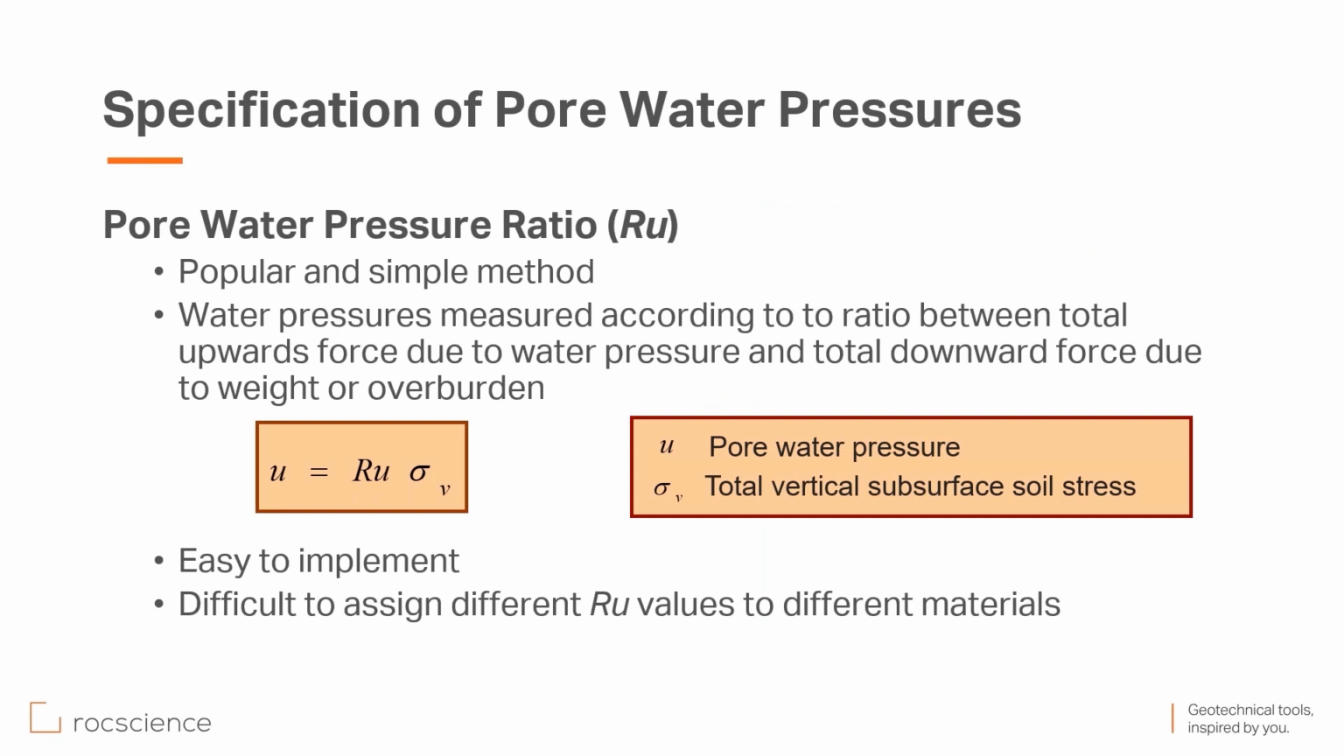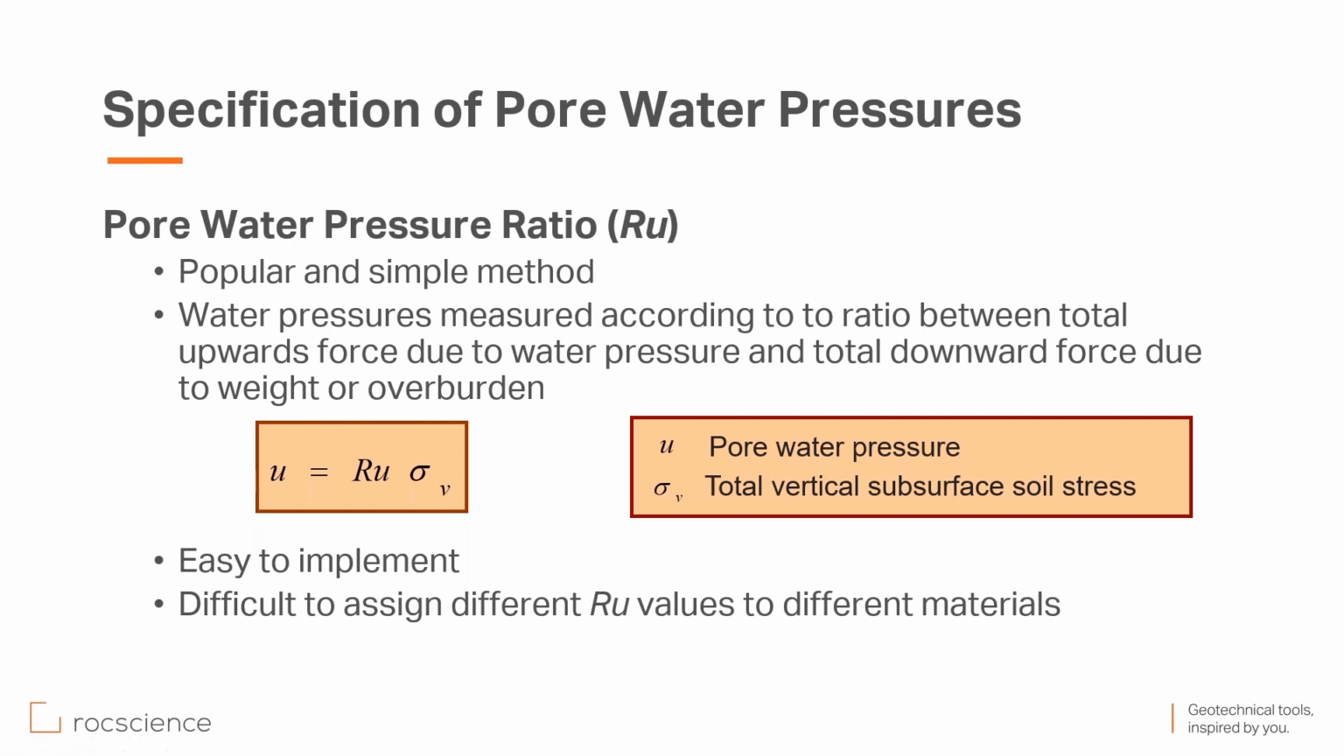Water surface I explained before. The RU method is a very popular and simple method. If you select this method, an RU coefficient can be specified in order to define your pore water pressure. What happens is the RU coefficient simply models the pore pressure as a fraction of the vertical earth pressure for each column in the sliding mass. So you can see this is the vertical subsurface soil stress, and you define a coefficient between 0 and 1 and find the pore water pressure.